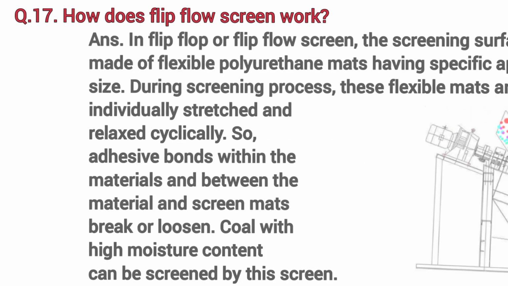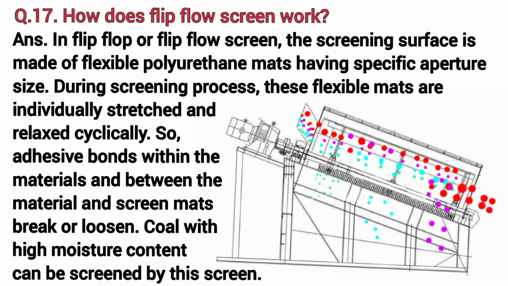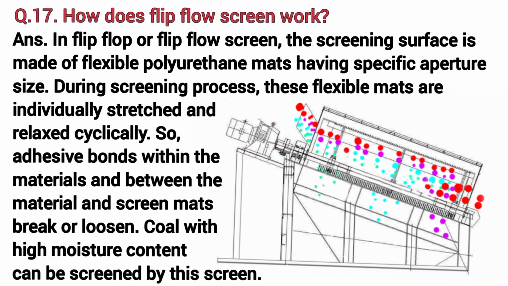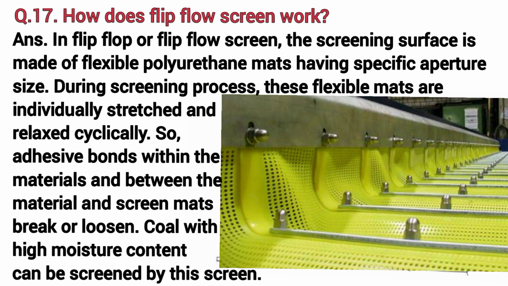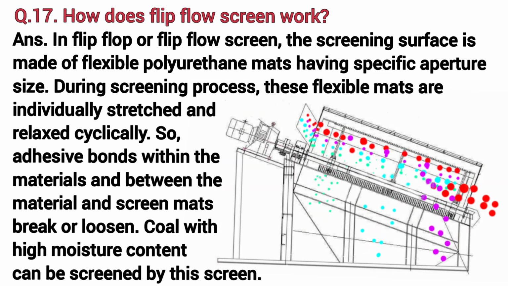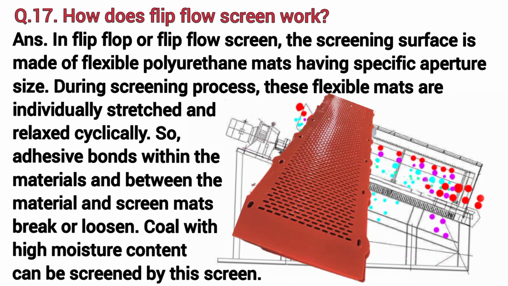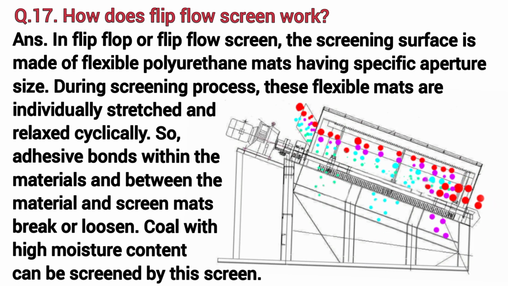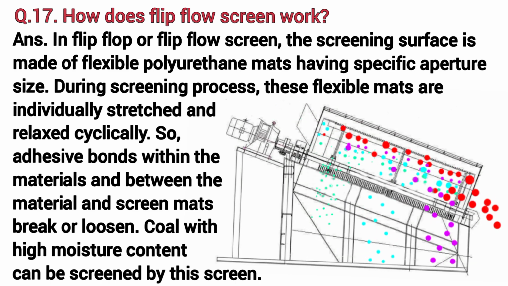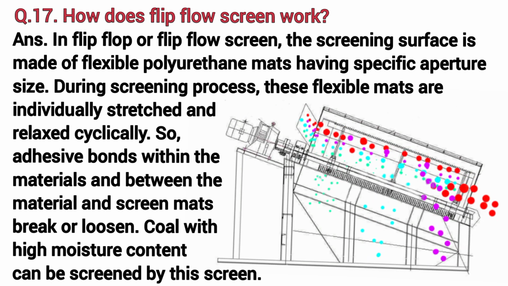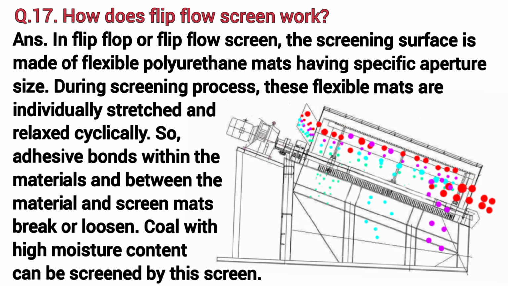In flip-flow screen, the screening surface is made of flexible polyurethane mats having specific aperture size. During screening process, these flexible mats are individually stretched and relaxed cyclically. So, adhesive bonds within the materials and between the material and screen mats break or loosen. Coal with high moisture content can be screened by this screen.